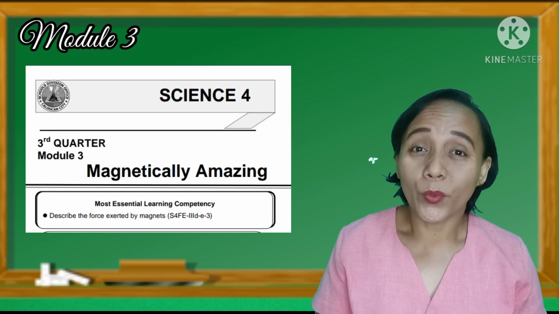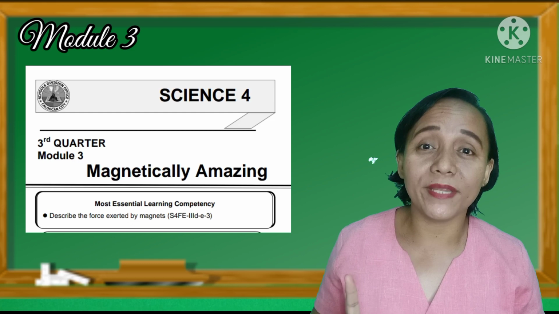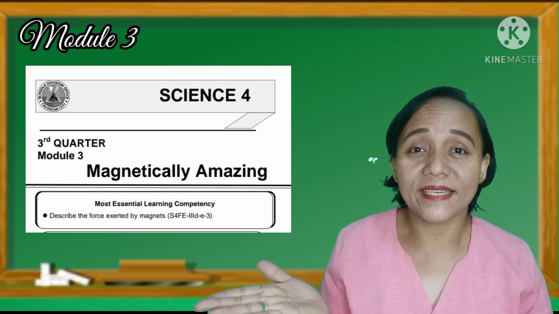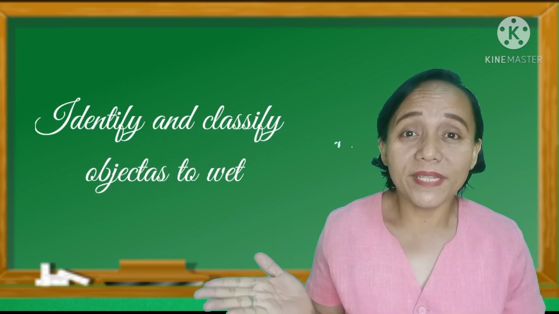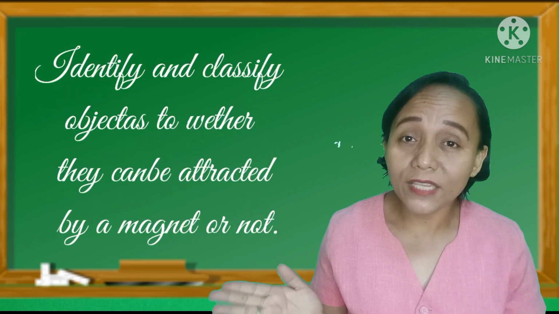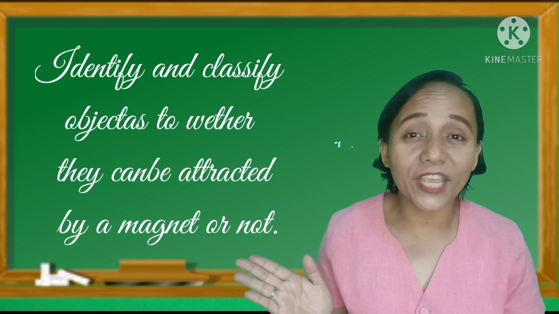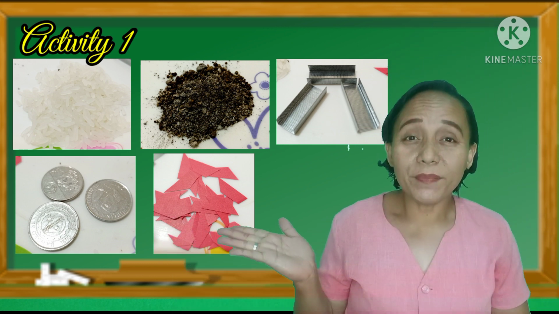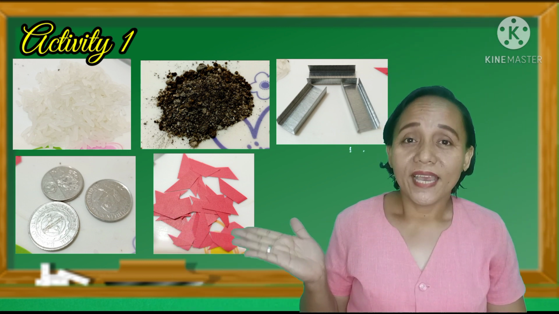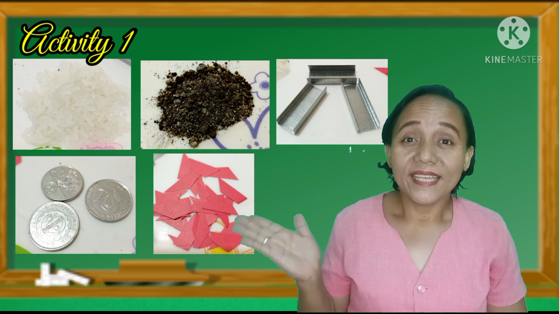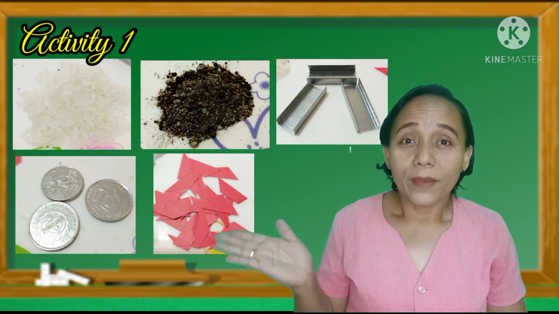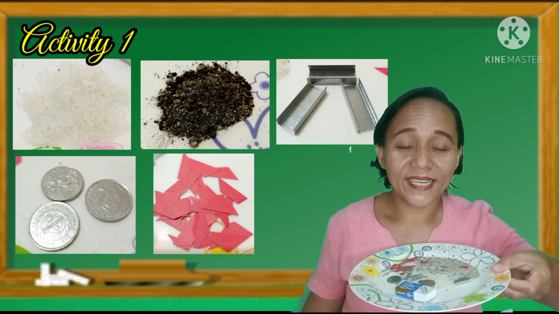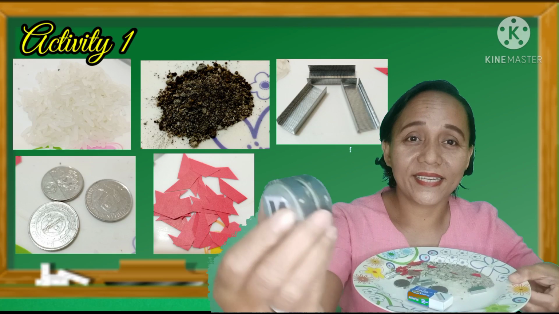Okay, very good. We can now move on to our first activity in our third module entitled Magnetically Amazing. In this activity, you will identify and classify objects as to whether they can be attracted by a magnet or not. These are the materials needed in these activities: rice grains, sand, staple wire, coins, pieces of paper, plate, and magnets.